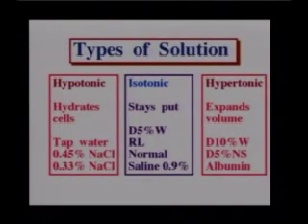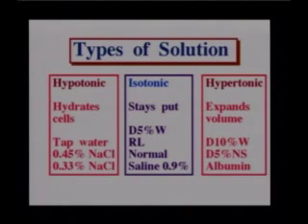Now, when we talk about types of solution, iso means same. So isotonic solutions have the same tonicity as body fluids. Isotonic solutions tend to stay put. Sometimes I say they neither give nor receive. Examples of isotonic solutions would include normal saline, and that's 0.9% saline.